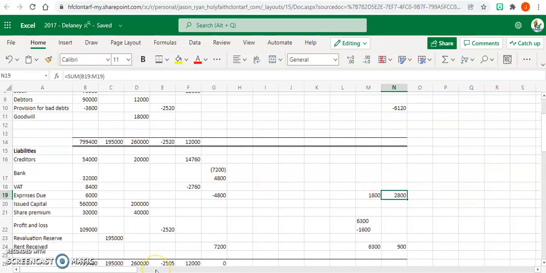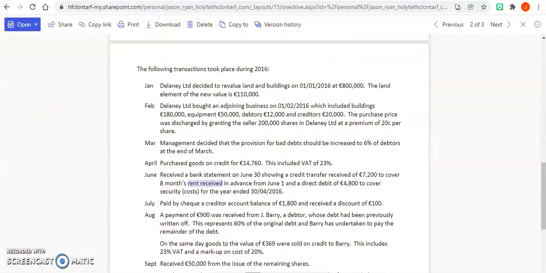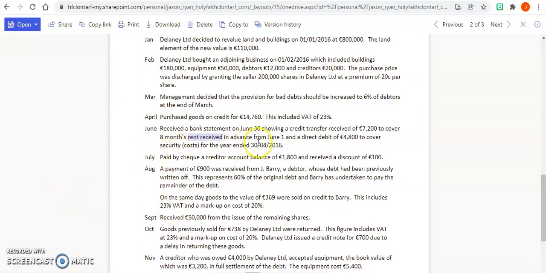So if we go through that adjustment again, it's a kind of a big adjustment. So in the question, it says that we received a bank statement on the 30th of June showing a credit transfer receiving 7,200. So that means that our bank is going to go down by 7,200 because of the bank overdraft. And it's to cover 8 months rent. So we've got rent received. That's going to increase by 7,200.